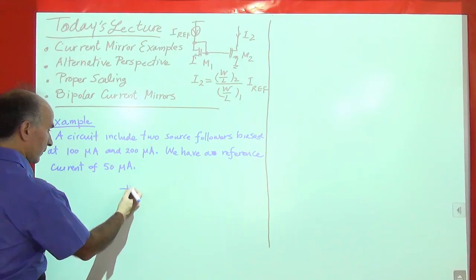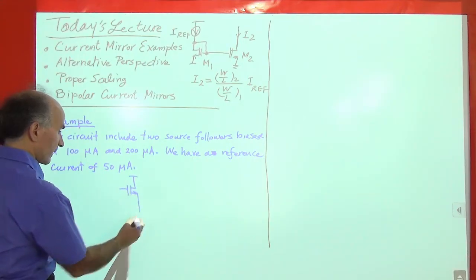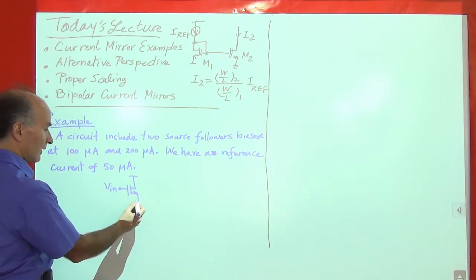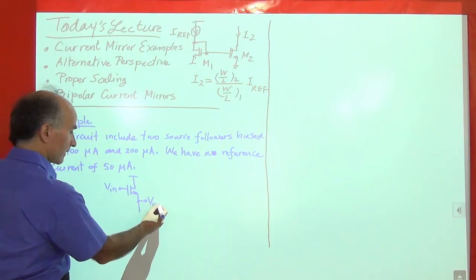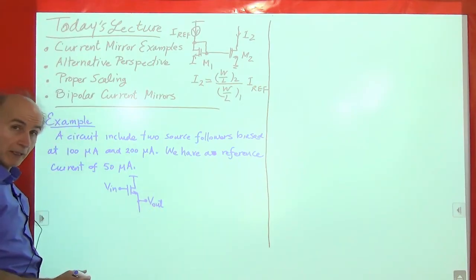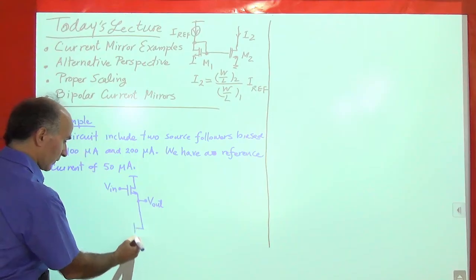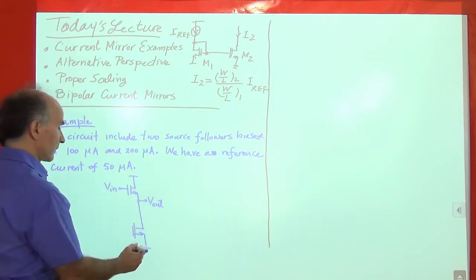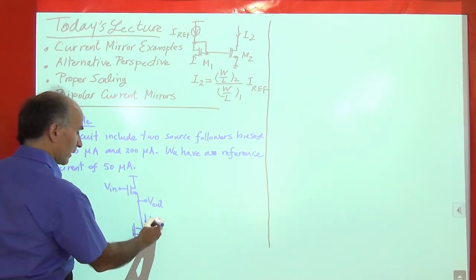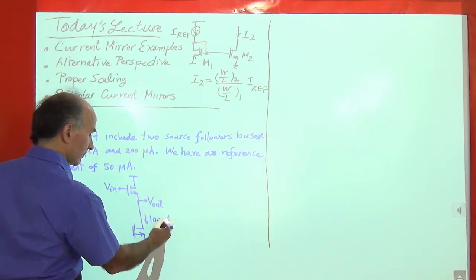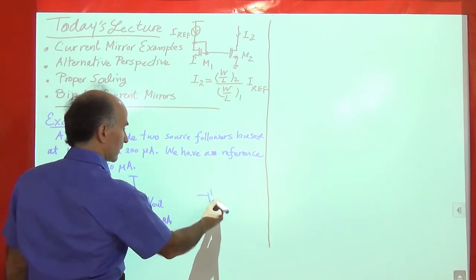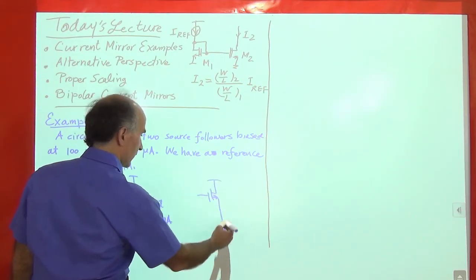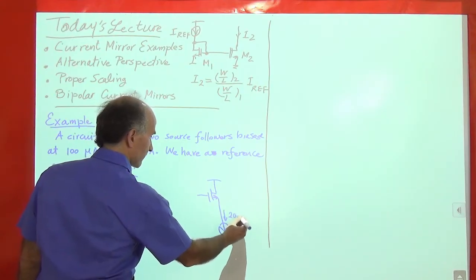I have a source follower here. Remember, source follower is a stage that receives the signal at its gate and generates the output at its source, and is preferably biased by a current source on the bottom. So we need a current source here. That's one, and then we have another one. We have two of these. So this guy needs 100 microamps. Now we go to another one. This is the second source follower, and this guy needs 200 microamps.